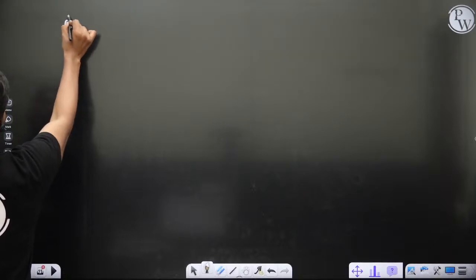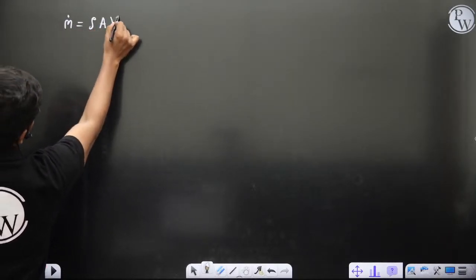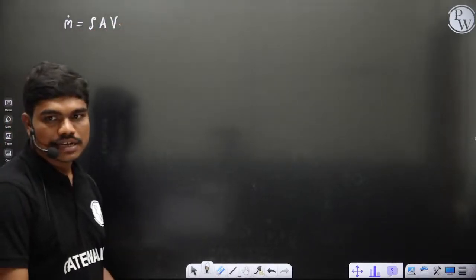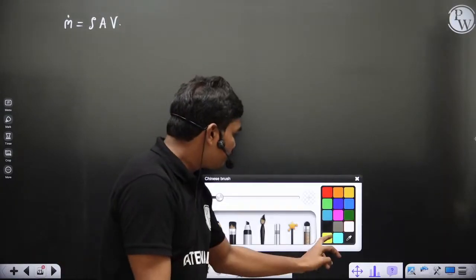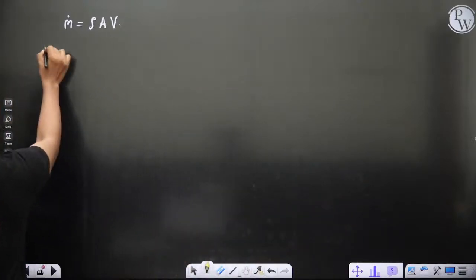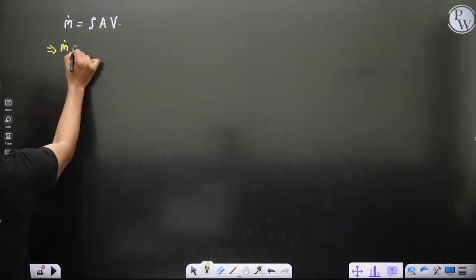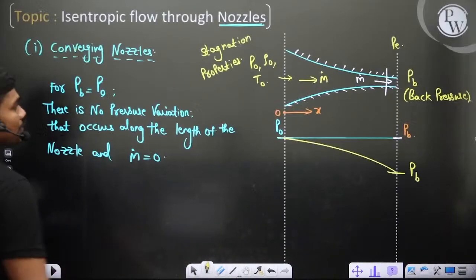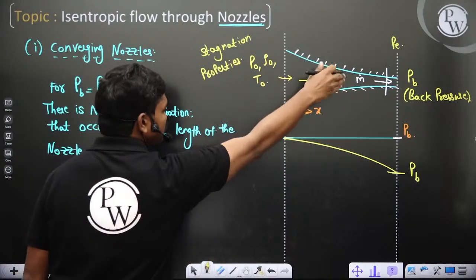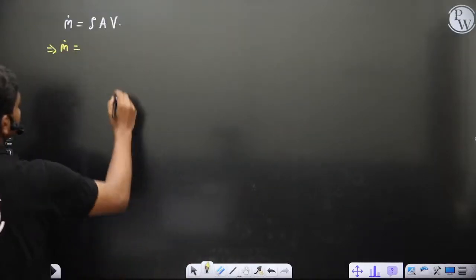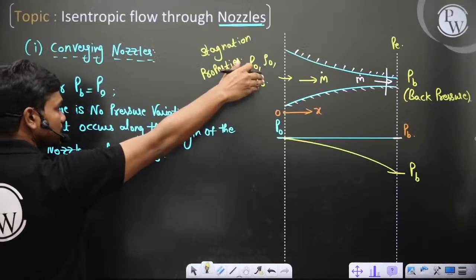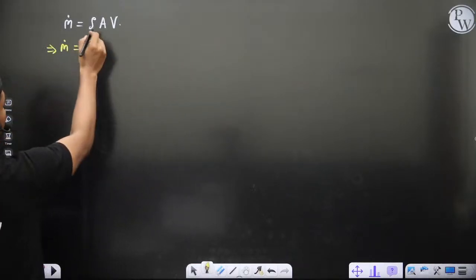So how can you calculate m dot? M dot at any point is equal to rho times A times velocity. Correct? Mass flow rate at any section is given by the product of density, area of cross section and velocity. Density is not directly known and we have to calculate it, but pressure and temperature can be measured directly. So let us convert in terms of pressure and temperature.